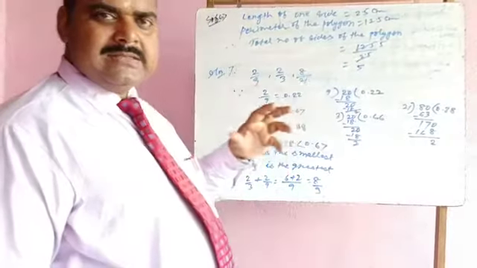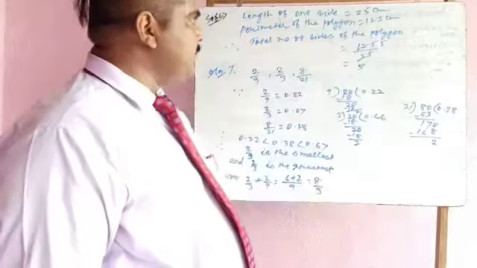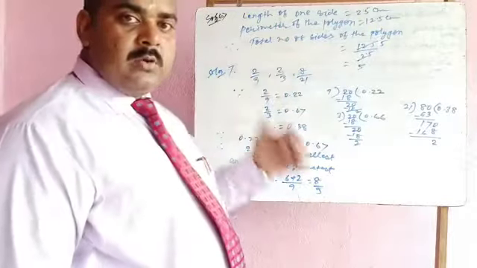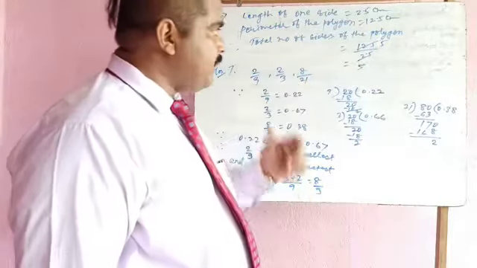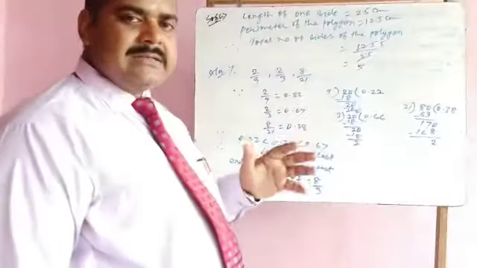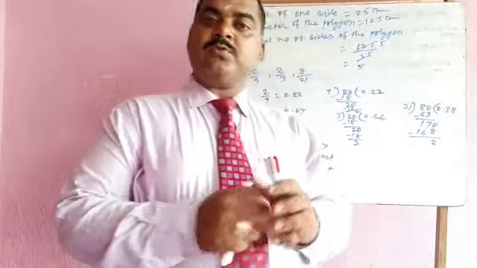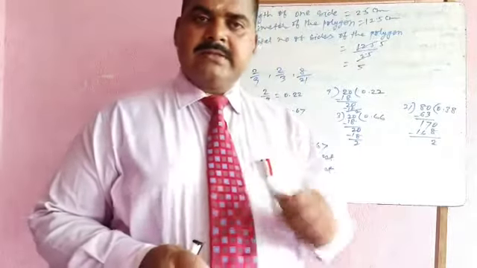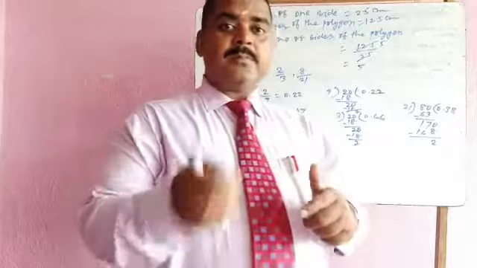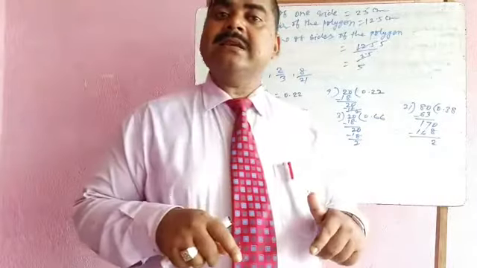My dear students, look at question 6. What is given in this question? Length of one side is 2.5 centimeter, and perimeter of the polygon is 12.5 centimeter, and therefore you have to calculate the total number of sides. You know that perimeter is equal to the sum of all sides, and since it is a regular polygon, a regular polygon has all sides equal.